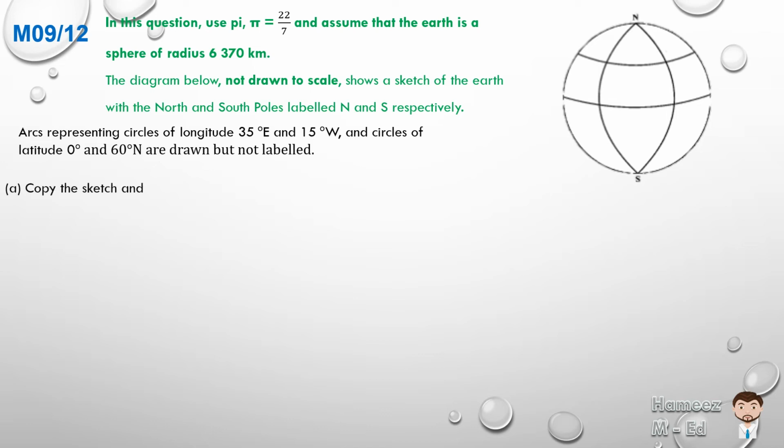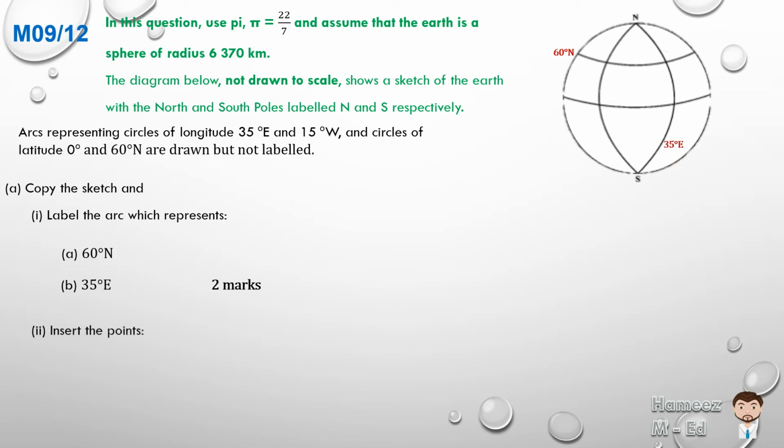A. Copy the sketch and, part 1, label the arc which represents 60 degrees north. So, if it's a line of latitude, it means it's a flat line or horizontal one. So we have two horizontal lines. The middle line will be the equator, which is at 0 degrees, and the higher one is 60 degrees north. And B, also label 35 degrees east. So we have two lines of longitude there, and the one to the east will be the one on the right side.